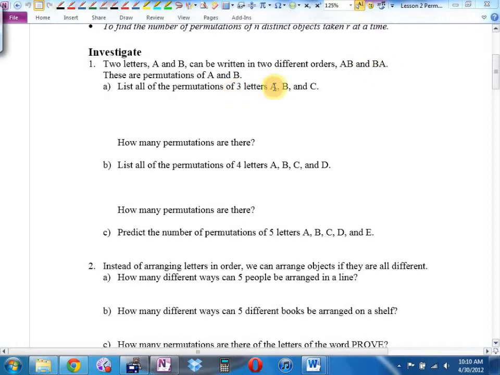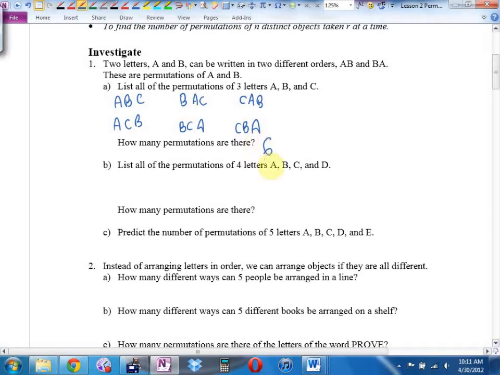List all the permutations of the letters A, B, and C. Okay. A, B, C, A, C, B, B, A, C, B, C, A. That's all the ones that begin with a B. What else can I begin with? C, A, B, C, B, A. I don't think I missed any. Did I miss any? How many permutations are there? 6.